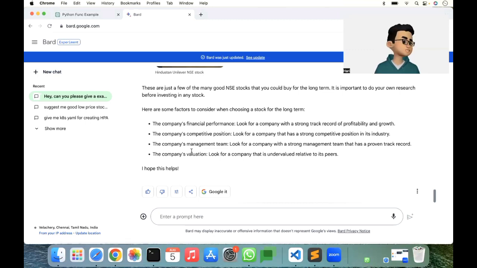Bard will not give you a blunt answer like, hey, I am an AI tool, I can't suggest this. There is no such restriction. As much as possible, whatever can be answered by Bard is easily suggested by Google AI. This is how ChatGPT and Google AI differ.